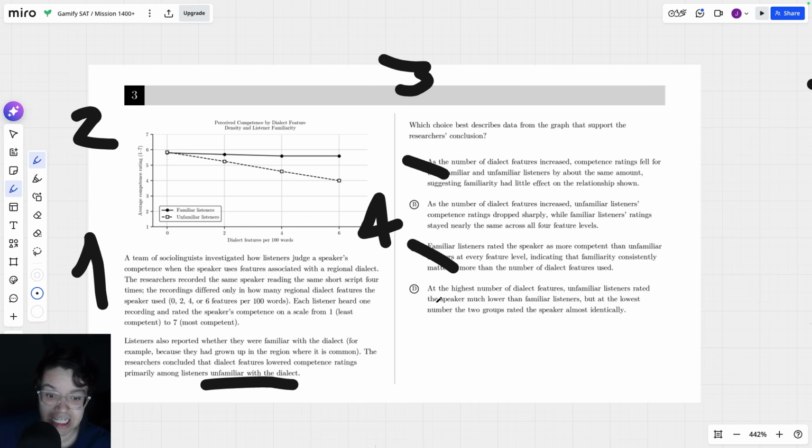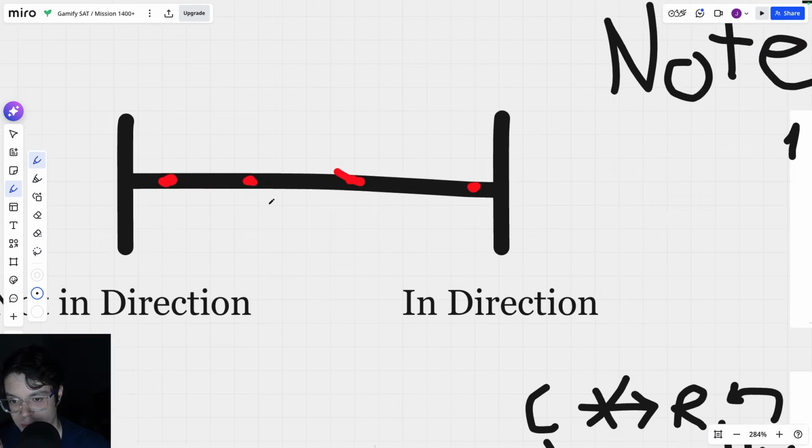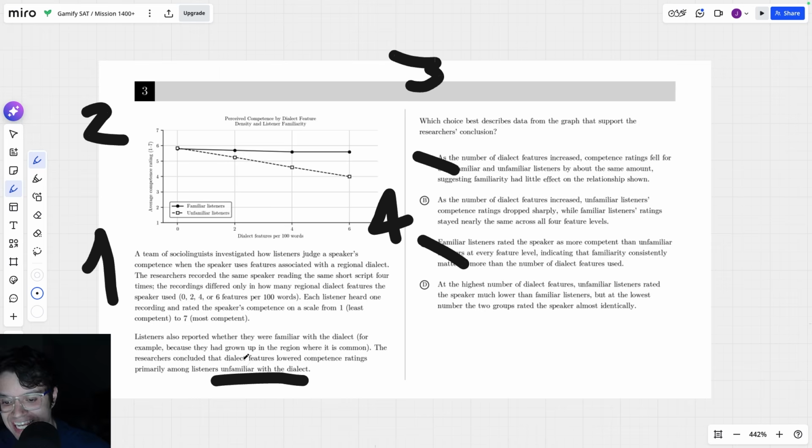So really between B and D, what would be the tiebreaker? Well, we're trying to just see which one is best supporting of the thing. Just like we've done before, just like the thing up here with the spectrum, it says that they want to show that it lowered the competence ratings and specifically among these people.